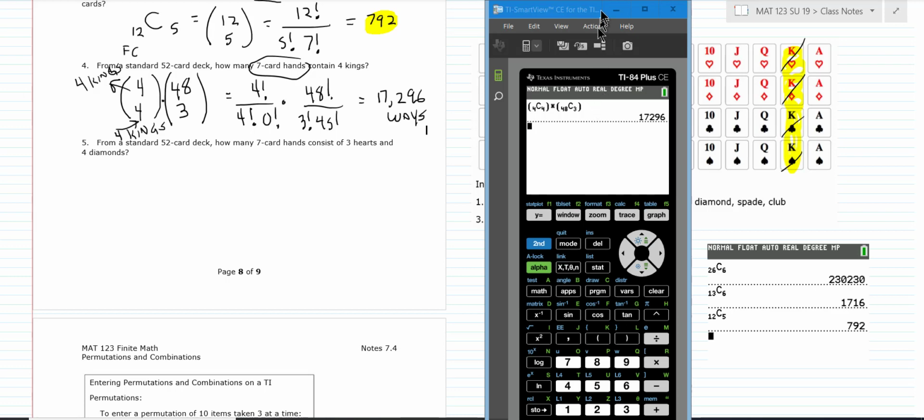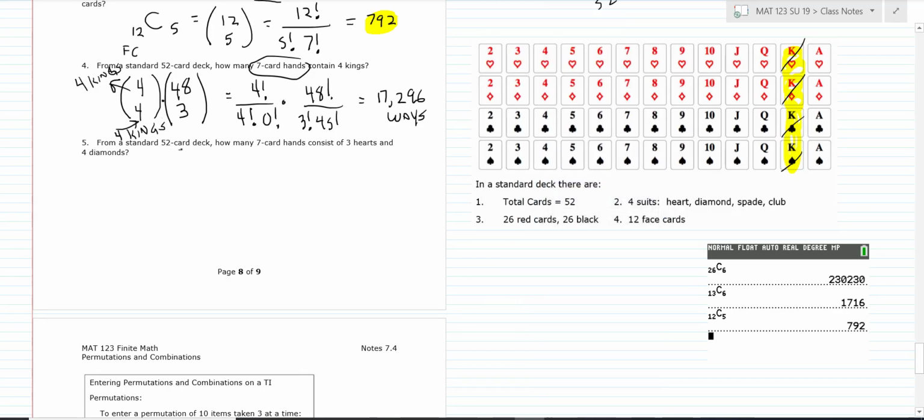So this next one says, from a standard 52 card deck, how many 7-card hands consist of 3 hearts and 4 diamonds? Okay, so here's what we got to do. The first thing is, out of these 7 cards, 3 are going to be hearts. How many hearts are there to choose from? Okay, well, how many hearts are there in a deck of cards? There's 13. There's your 13 hearts, and you are choosing 3 hearts. Okay, you're not taking from the 52, you're taking from the hearts, because I'm telling you, you're getting 3 hearts.